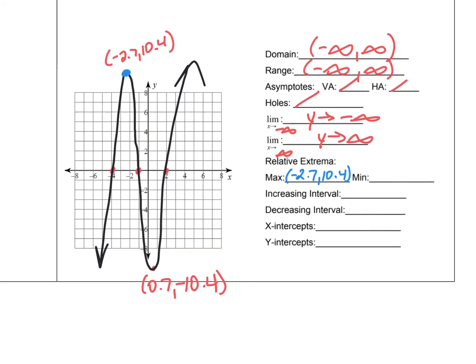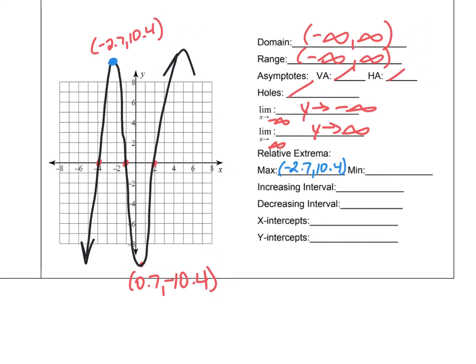What about min? Yep, we got a bottom too. Okay? And again, if this line continued and it didn't do what it does up here, if it just continued down, that would not be a minimum, okay? It's only a minimum because we changed direction.